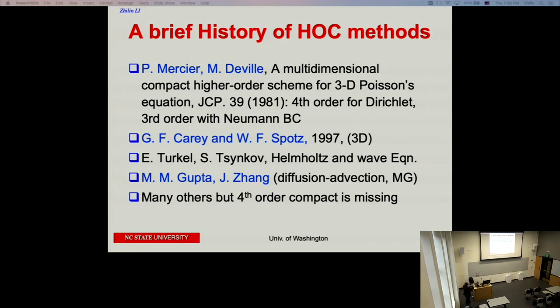Okay, I list some literature, and obviously you start the research with a literature search. The oldest one is probably by these two people, and they get fourth order for three dimensions. Also, if you have a Neumann boundary condition, they said for their method they only get third order. So they have a numerical result and no analysis. I don't know whether that's the oldest one, and probably yes. And this is 1997.